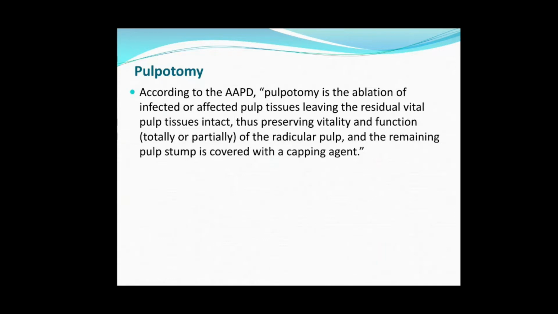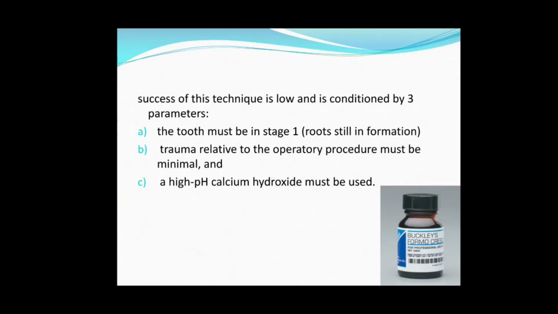Pulpotomy, according to AAPD, is the ablation of the infected or affected pulp tissues, leaving the residual vital pulp tissues intact, thus preserving vitality and function of the radicular pulp, and the remaining pulp stump is covered with a capping agent. The success of the technique is low and it is conditioned by three parameters. The tooth must be in stage 1. The trauma related to the operative procedure must be minimal and a high pH calcium hydroxide must be used.